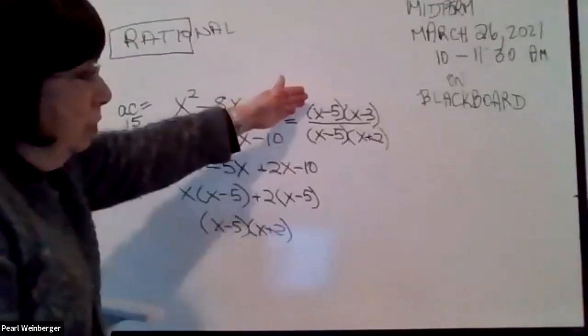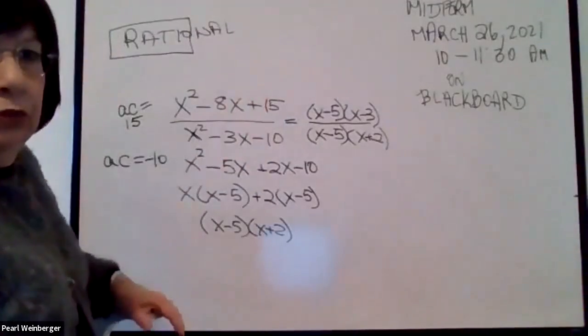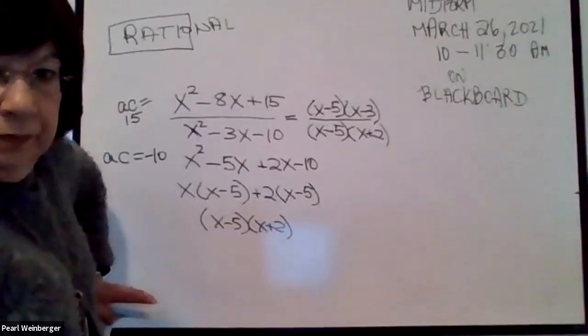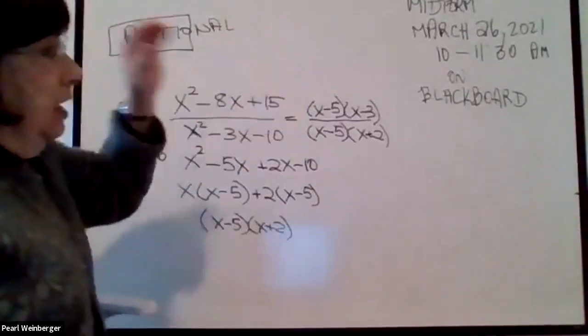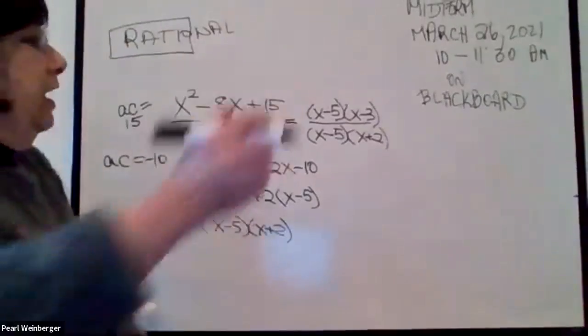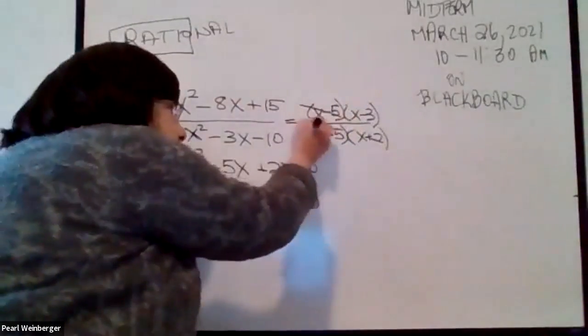Is there any binomial that's exactly the same in the numerator and the denominator? Yes, x minus 5. There's an x minus 5 on top and x minus 5 on the bottom. That is our common factor. That's what gets crossed out.